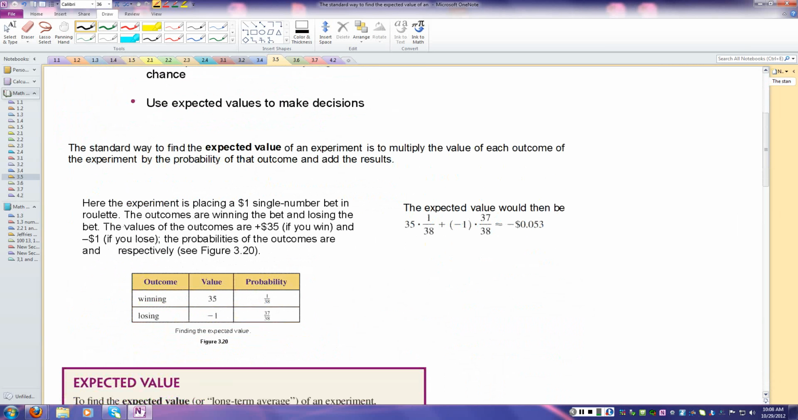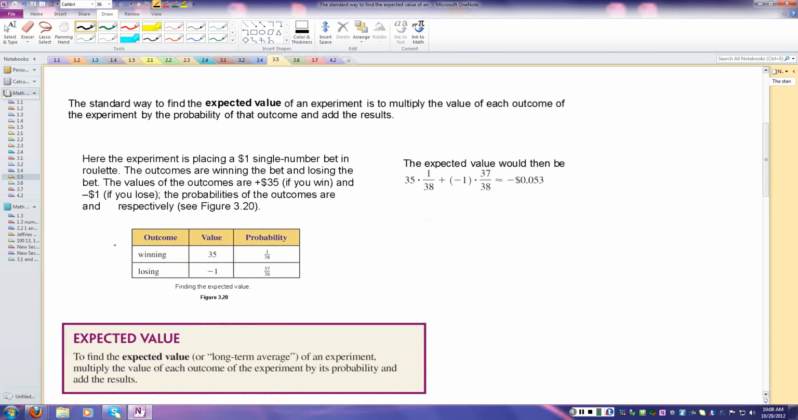The standard way to find the expected value of an experiment is to multiply the values of each outcome of the experiment by the probability of that outcome and add the results. So we're going to look at the example here. Here's the experiment: placing a $1 single bet in roulette. The outcomes are winning the bet and losing the bet. The value of the outcomes are, if you win, $35.